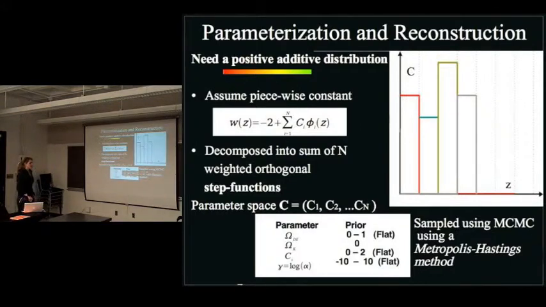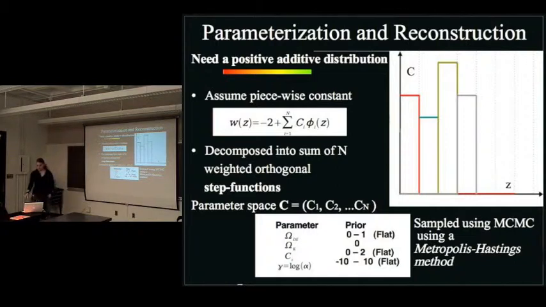Just one or two things about the actual details of the reconstruction. As I said before, we try to remain relatively model independent, so we use a piecewise constant equation of state. This amounts to decomposing W into a sum of orthogonal step functions, which are weighted by these parameters C. So when we sample in parameter space, we're actually sampling over the vector containing these coefficients rather than W itself.